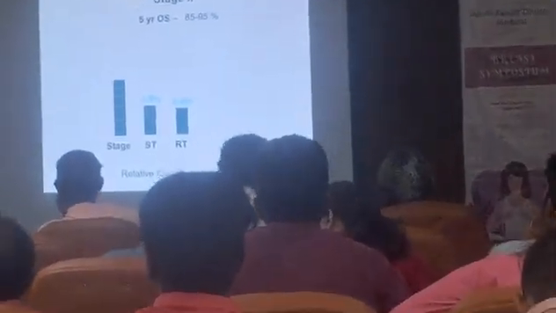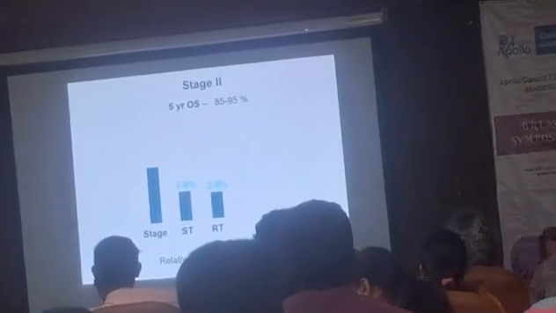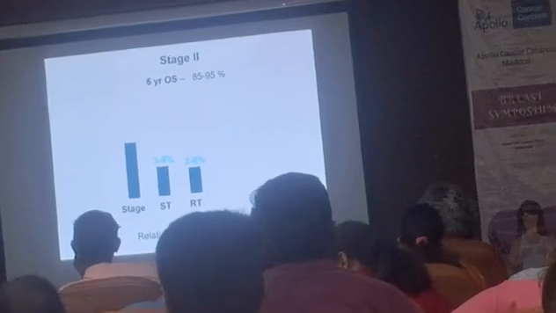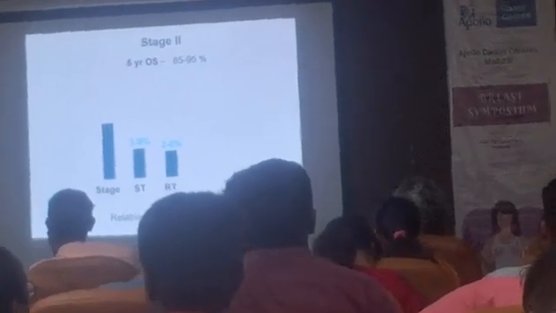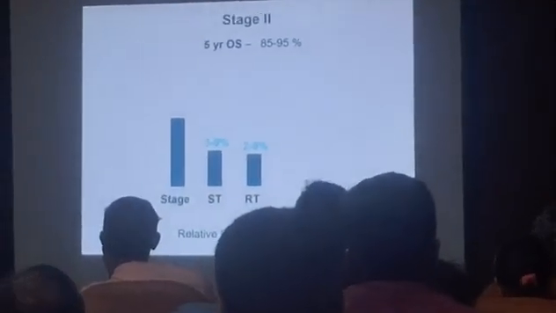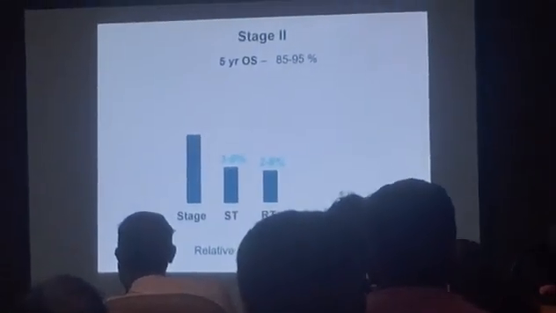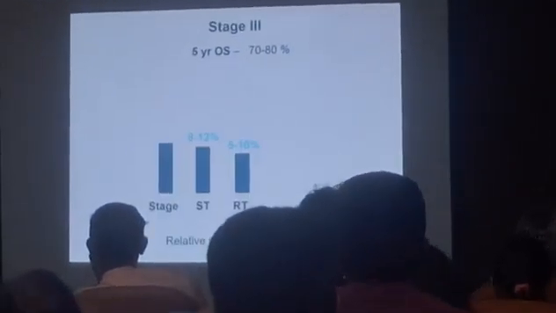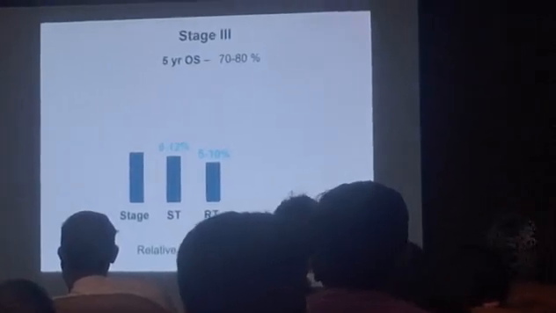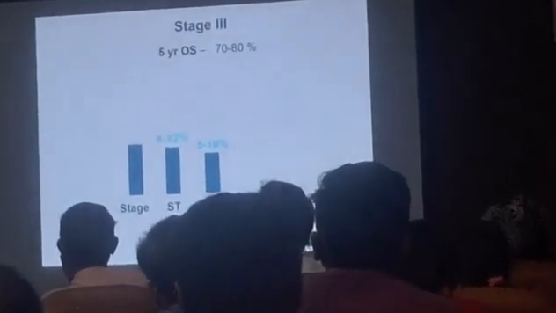Stage 2, the survival is 85 to 95%. As the stage goes up, the contribution of the stage comes down, obviously, and the contribution of the therapies goes up. So in systemic therapy, the contribution is 3 to 9%, and radiation is around 2 to 8%. Can you guess what will happen in stage 3? The contribution of the stage will come down further, and the contribution of the treatments will go up. So these absolute numbers are important to remember, not to forget.